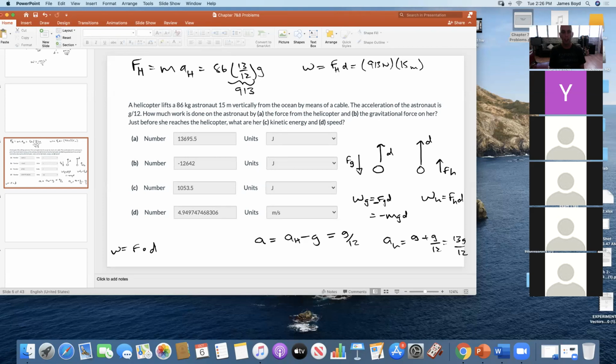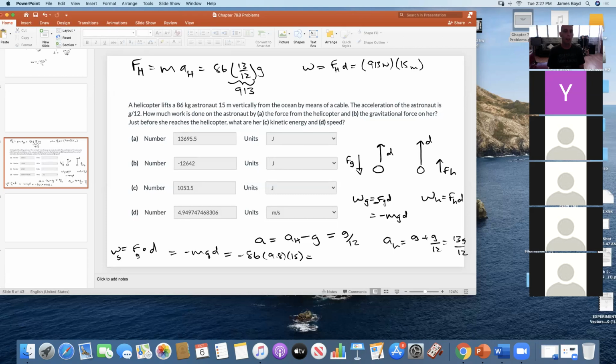The work due to the gravitational force is, again, negative mg, negative because gravity is down and the displacement is up. So this is negative mgd, if this is the force of gravity. And this is negative 86 times 9.8 times 15, which gives 12,642 with a negative sign. Work is in joules. So just before she reaches the helicopter, we need her kinetic energy and her speed. And we should actually find those in reverse.